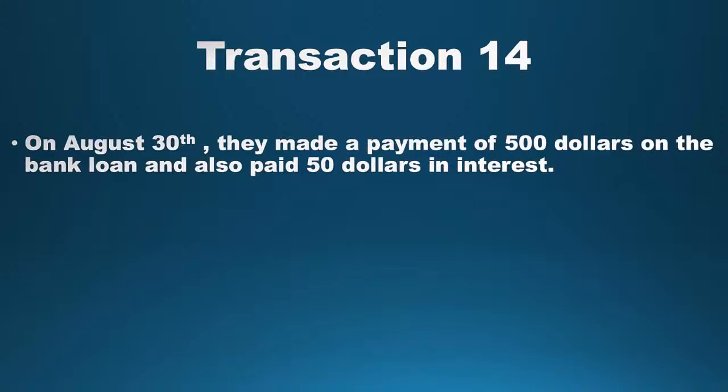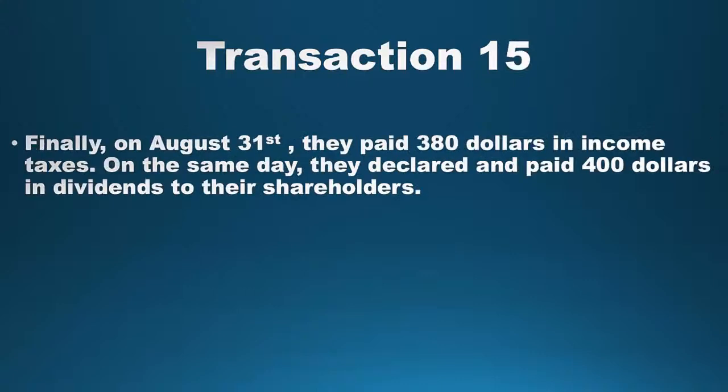14. On August 30th, they made a payment of $500 on the bank loan and also paid $50 in interest. 15. Finally, on August 31st, they paid $380 in income taxes. On the same day, they declared and paid $400 in dividends to their shareholders. That's quite the list, isn't it? But don't worry, we're going to take this step by step.